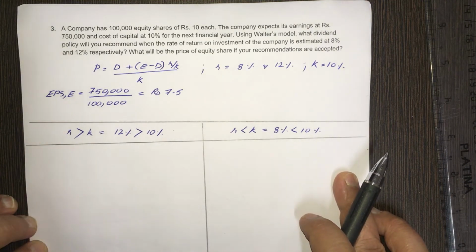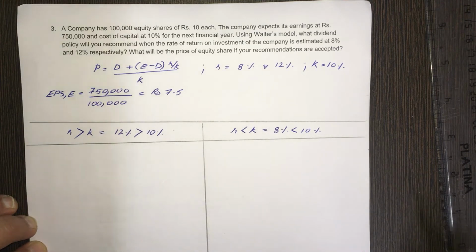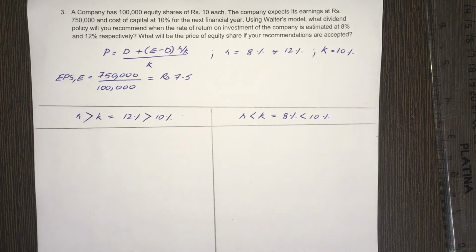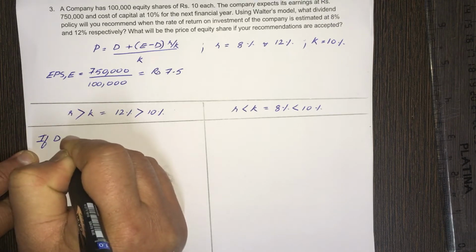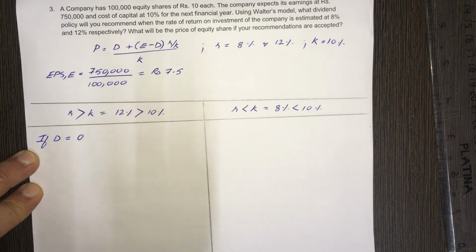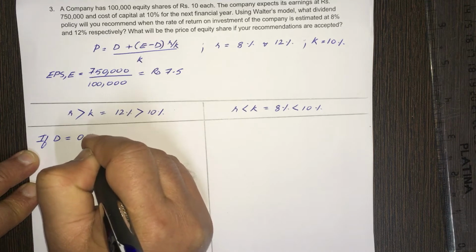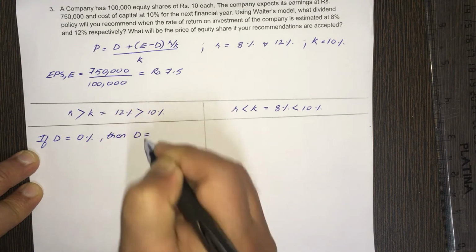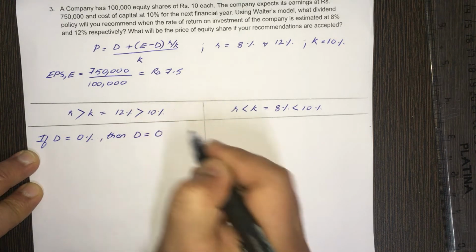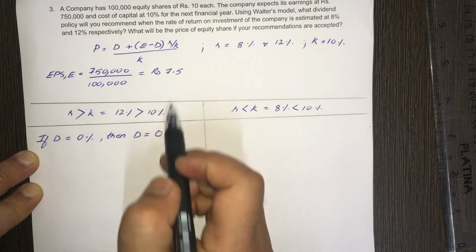So we have to assume different rates of D, different payout ratio. All right, now you can assume 10%, 20%, 50%, 100%, 0%. But for simplicity's sake, let's assume three rates, 0%, 50% and 100%. All right. So if the dividend payout ratio is 0%, then the value of D will be equal to what? Will be equal to 0, right? So 0% of 7.5 is 0.